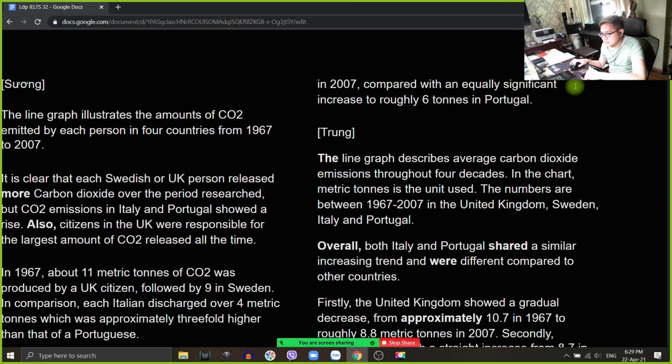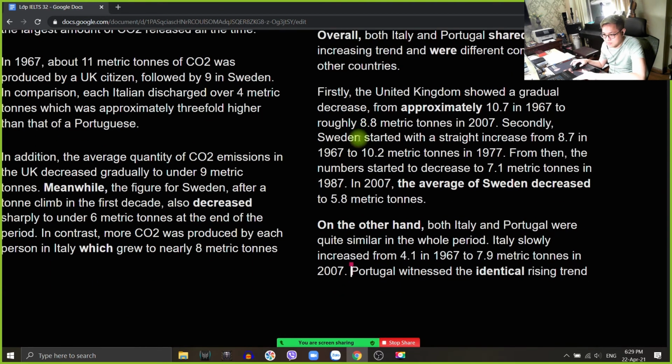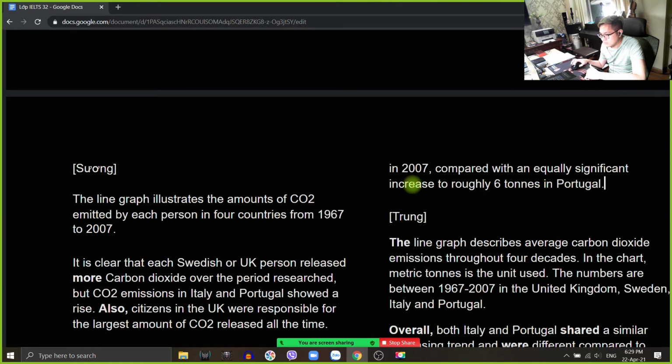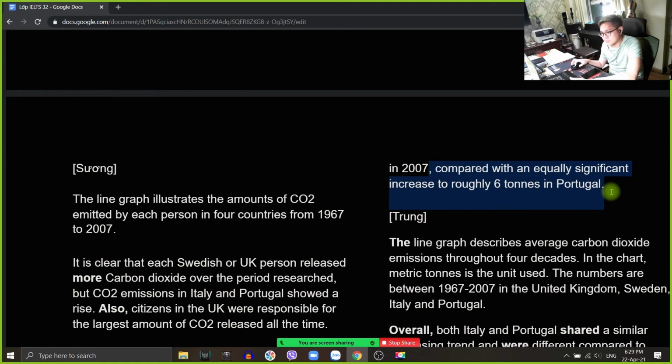Compared with an equally significant increase to roughly 6 tons in Portugal. Câu này là một câu phức khá hay. This is a quite nice sentence, a complex sentence. Đối nghịch lại, có nhiều CO2 được sản sinh ra bởi từng người ở Ý mà nó gia tăng đến gần 8 metric tons vào năm 2007. Nếu được so sánh với một cái sự gia tăng cũng đáng kể tương tự như thế là lên đến 6 tấn ở Portugal. If you compare with Portugal, it's an equally significant increase. Very nice sentence. Very nice.